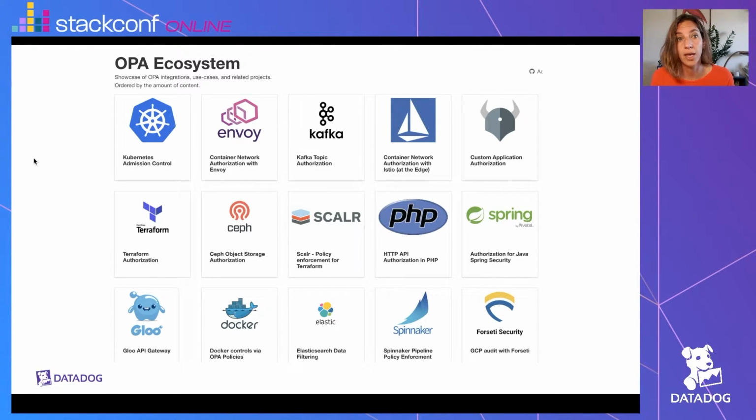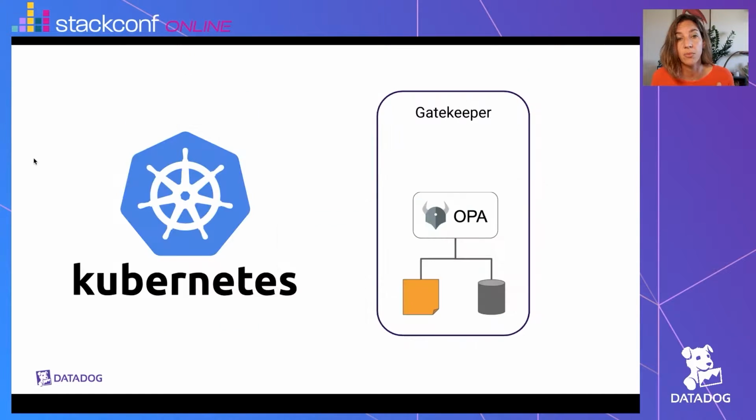And Gatekeeper is basically that. Gatekeeper is an enforcement of OPA policy specifically for Kubernetes. The way Gatekeeper does that is by embedding OPA as part of its binary. It basically embeds OPA as a library that is part of its code to make those decisions. So how does Gatekeeper work?